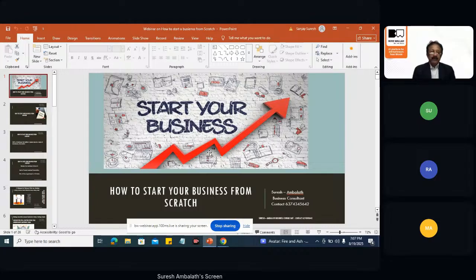So it's like a double-sided sharp knife. If you use this knife in a proper way, you will get success. If you neglect it or use this knife in a wrong way, it will kill your business.